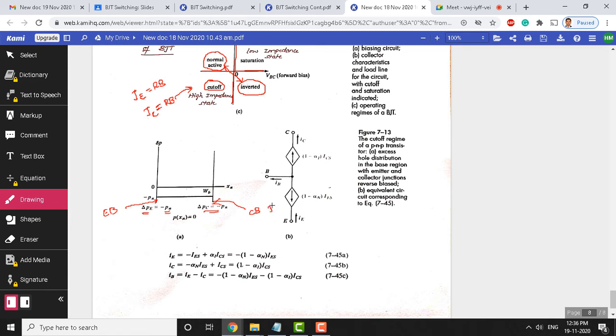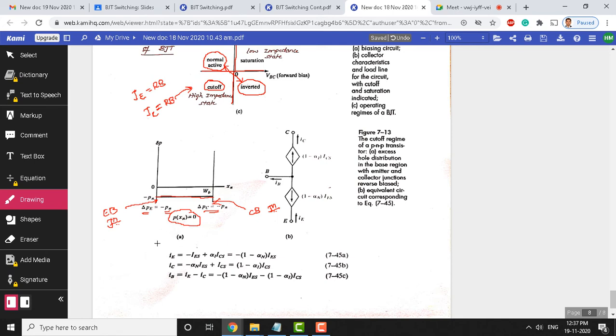So this is the emitter base junction, and we have shown that the excess hole concentration is going to be minus Pn. So this line indicates minus Pn. This shows the excess hole distribution within the base region, and this is the P of xn total value. The hole distribution within the entire base region becomes 0. This is nothing but hole concentration as a function of distance.